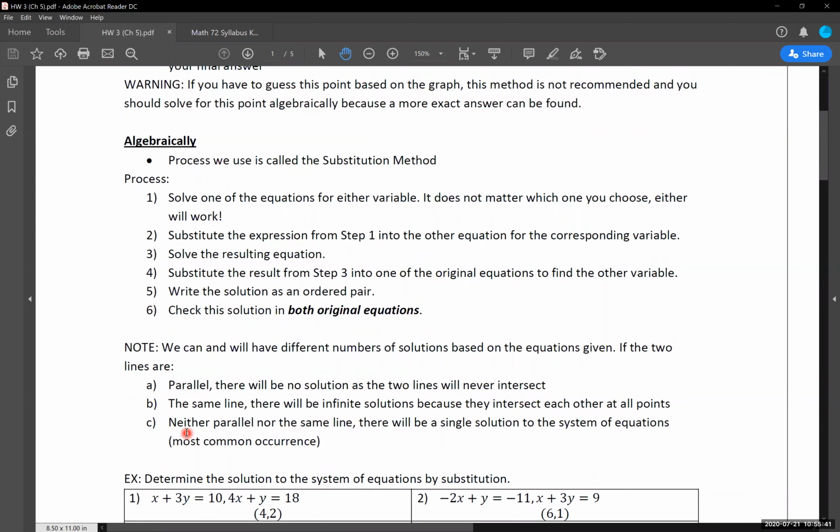Or the instance where the 2 lines are neither parallel nor are they the same line, which means there will be a single solution to the system of equations. And this is our most common occurrence that we have showing up. We go through our process, we find x equals a number, we find y equals a number, and we have our final solution there.